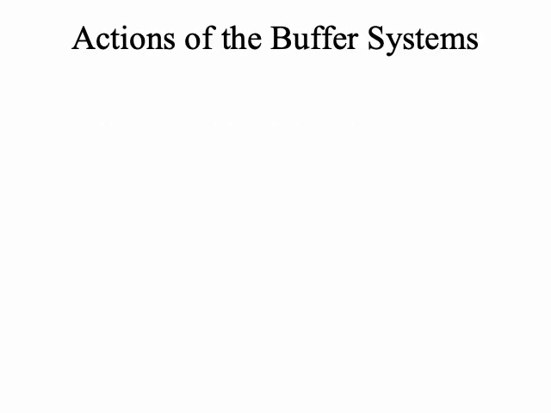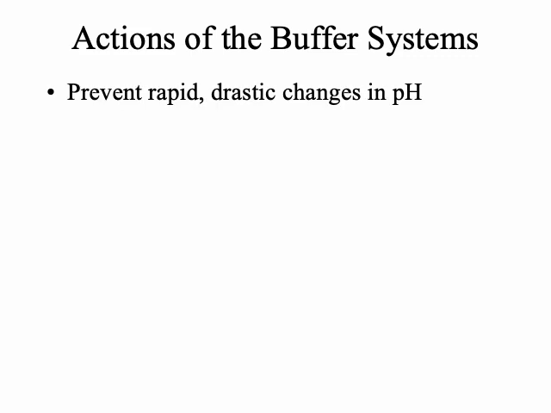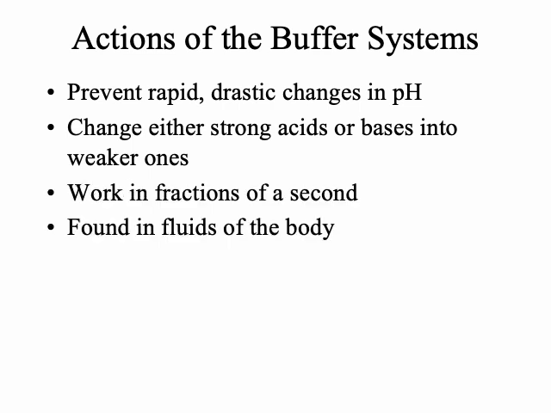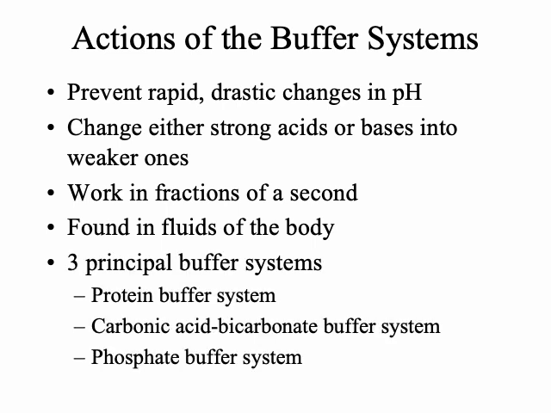So let's look at the actions of the buffer systems first. A buffer just de-intensifies the pH. It doesn't necessarily neutralize it to neutral, but it takes a strong acid or a strong base and makes it weaker. Now, your body can deal with weak acids and bases, but it usually cannot deal with strong ones. These can work pretty fast. You've got them in all your fluid compartments, and the three buffer systems are the protein buffer system, the carbonic acid bicarbonate buffer system, which we've seen many times, and then the phosphate buffer system, which will be the first time we see that buffer system in action.